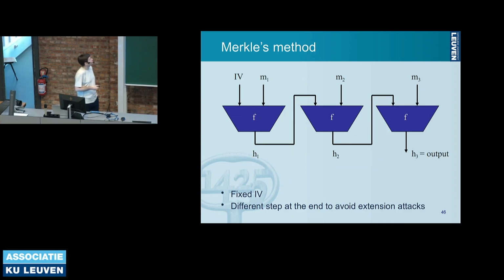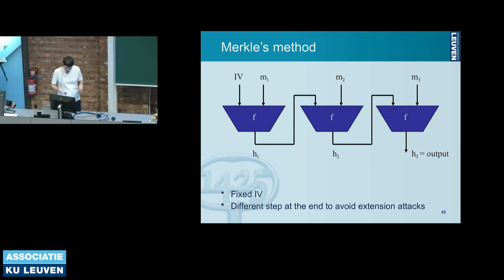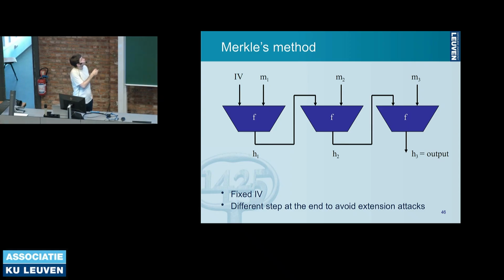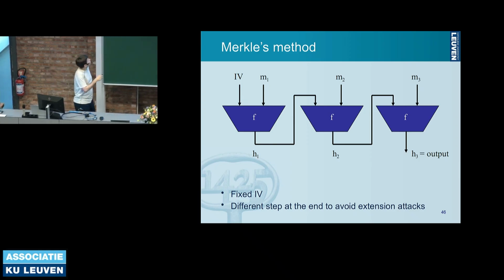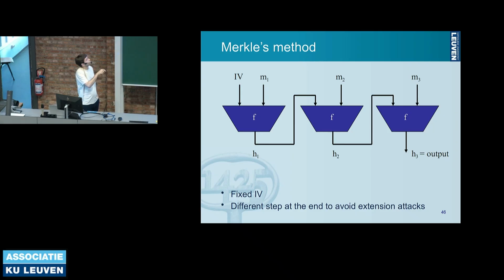More common is what I call Merkle's method. Here you basically start again from an initial value, but this initial value is a bit different from before. Now this is actually just going to be a constant. Then you take the initial value and your first message block, and you produce a first output, H1, which is often called the chaining value. Then you take this chaining value and combine it with the second message block to produce the next chaining value, and so on, until at the end you get the last chaining value, and this will be the output.